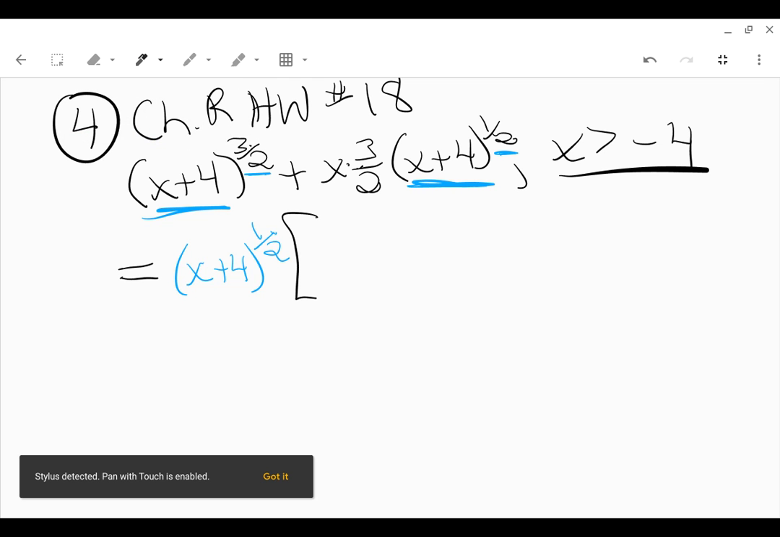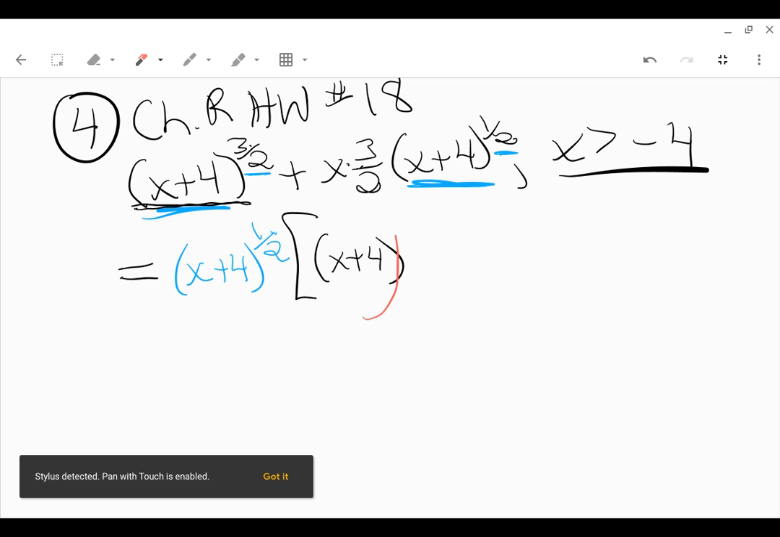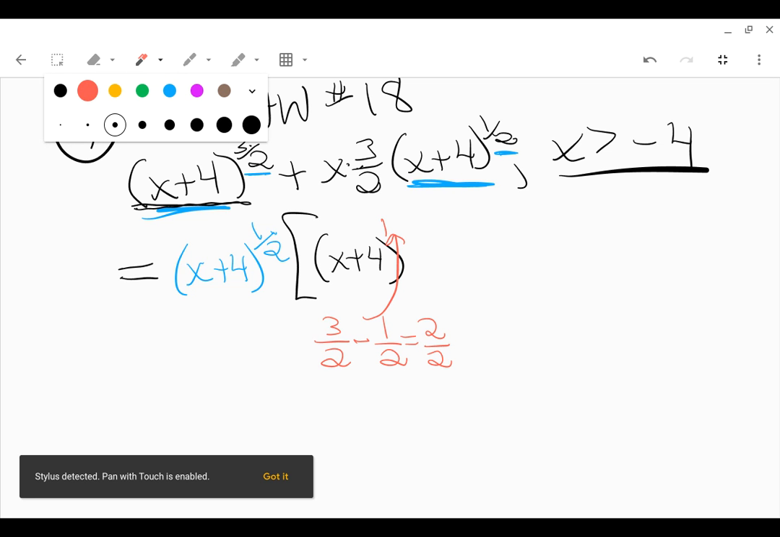Now what's left? First, in this first part, I notice that I have x plus 4 to the 3/2. That's a different power, so I'm going to have some power of x plus 4 left over. To determine the exponent that goes on this, I take the original exponent, which is 3/2, and subtract the power that was factored out, which is 1/2. So that leaves me with 2/2, which is 1. It's to the first power. And if the exponent's 1, you don't really need to write the exponent, but just to emphasize what we're doing here, I'm going to write that.